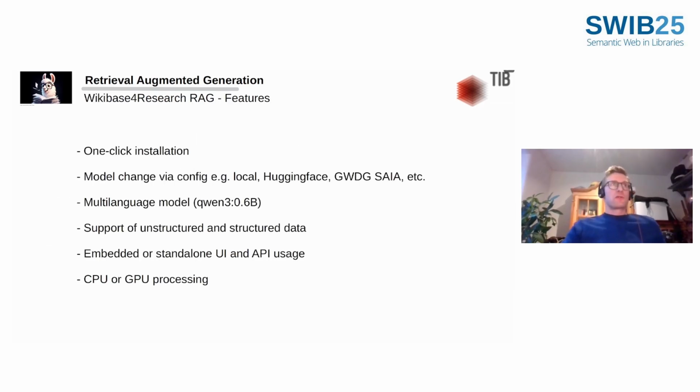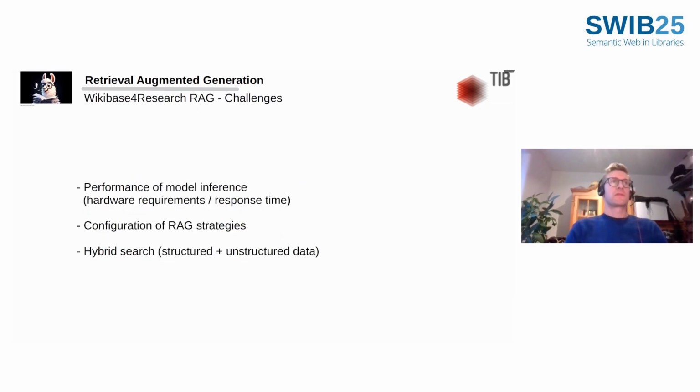Okay, so features of the system: with Wikibase for Research, we have a one-click installation, a bit of configuration after that, but it's easy to install. We have a lot of possibilities to provide models. You can run the models locally. You can use models from Hugging Face. The GWDG service SAIA provides an API with models that run online. So that's also really cool. We have multi-language models that can be used here, structured, unstructured data, and even GPU usage. So the Llama framework brings a lot on board here.